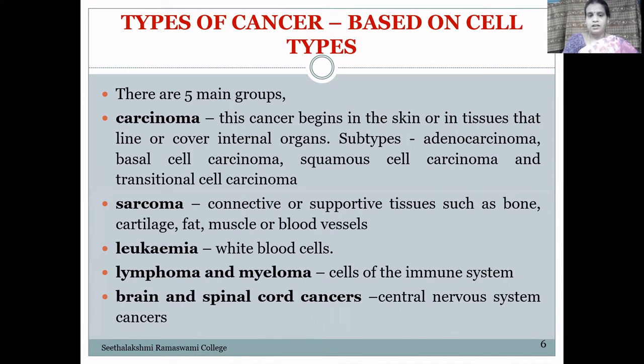In leukemia, the white blood cells are damaged. In lymphoma and myeloma, the cells of the immune system are affected. Brain and spinal cord cancer is also known as central nervous system cancer.